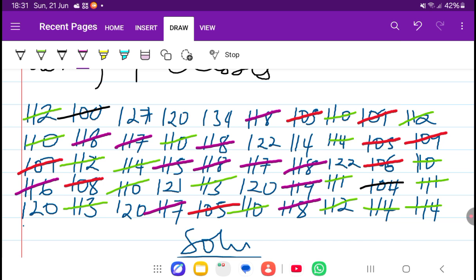So these are how many? 1, 2, 3, 4, 5, 6, 7, 8, 9, 10, 11, 12. Even this one was 119. This one was 119. We skipped it. Those are 13.